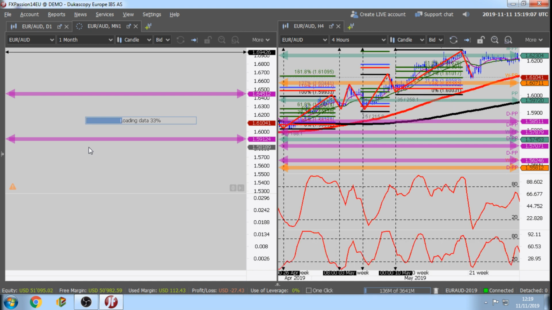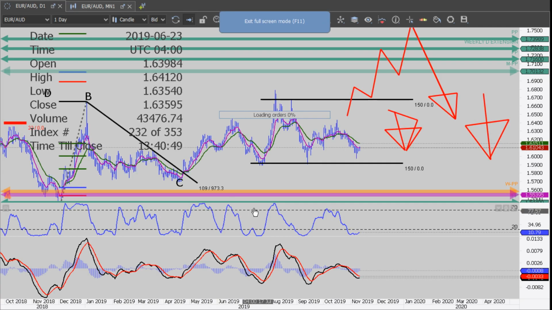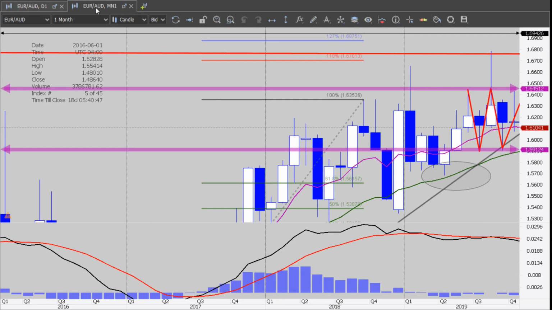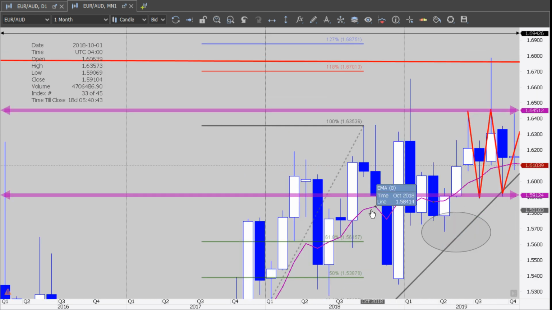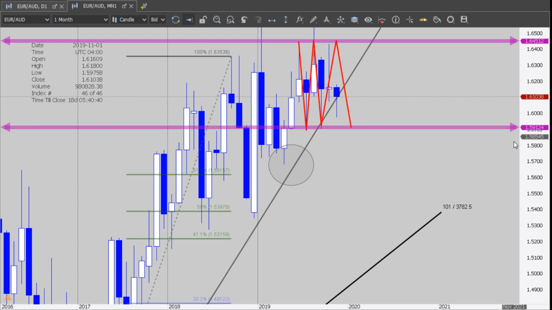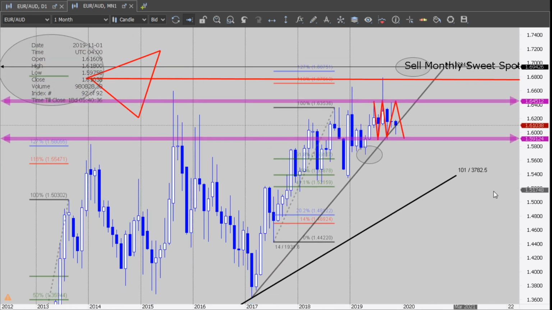So let's see first the monthly chart, right? This is the monthly. Let's delete the indicators. Okay. So this is the big picture.